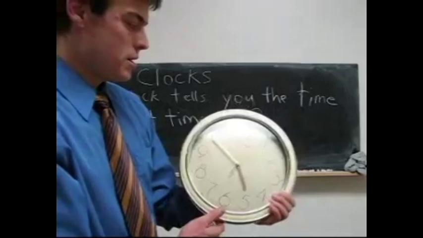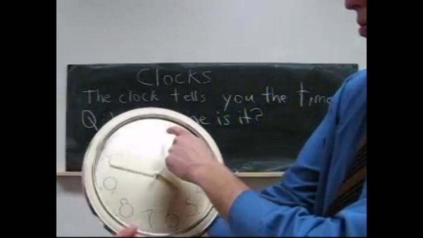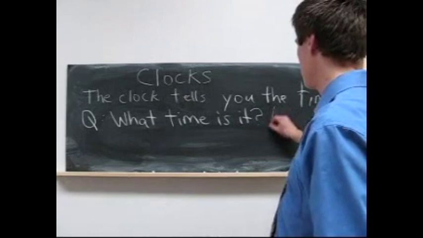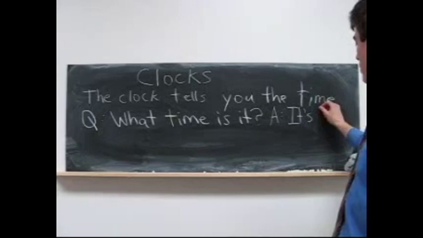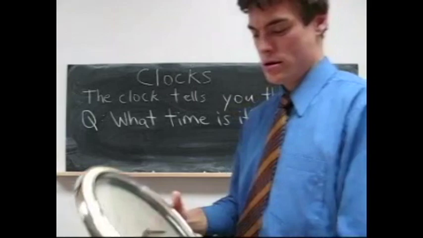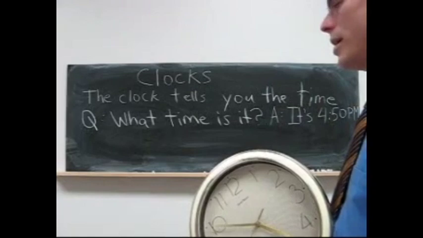Okay, and here we see, let me do this over here. We got 1, 2, 3, it's 4:50. So the answer is it's 4:50. Right now it's PM. Okay? 4:50 PM. PM is afternoon and AM is morning. Alright?